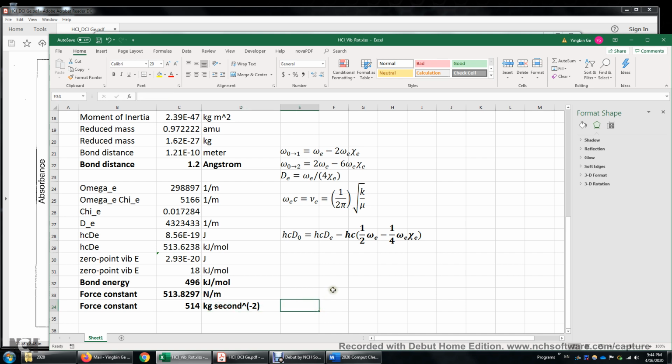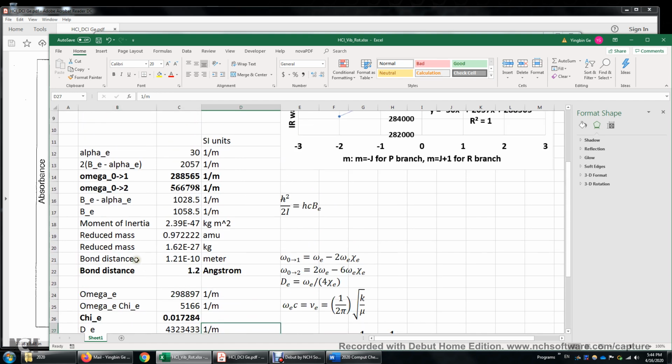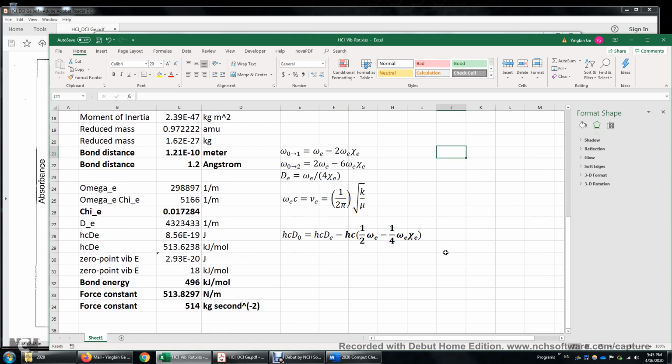So now we have the force constant. What else? I'm going to highlight chi. That's one of the lab goals. And I think I'm going to highlight the bond distance in meters. That's one of the lab goals. And I'm going to highlight those equations we use. Okay, it's difficult to highlight those. Those are actually images of the equations. So I'm going to just ask you to look at these equations again before I end this video.